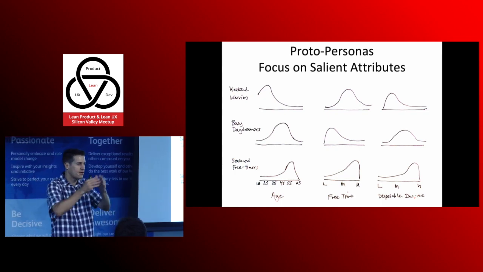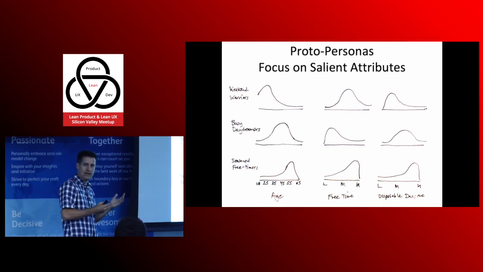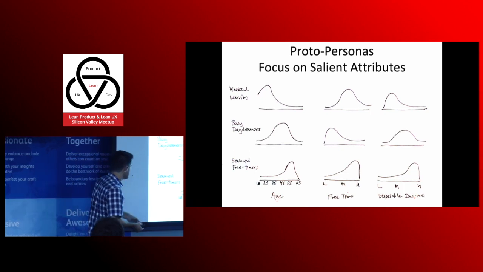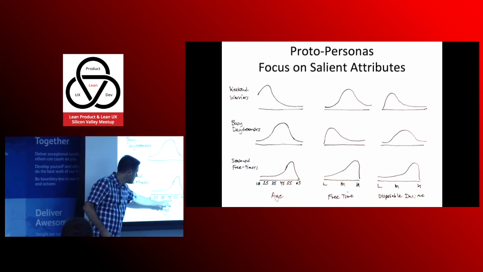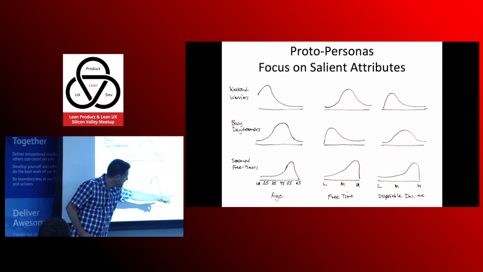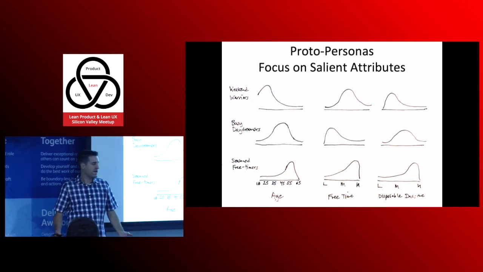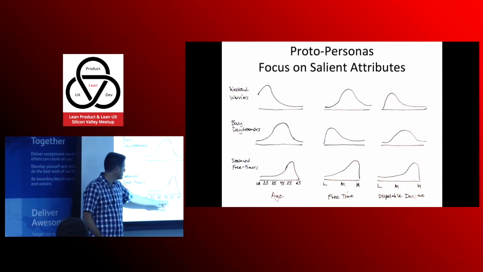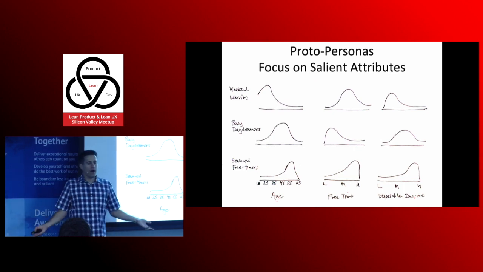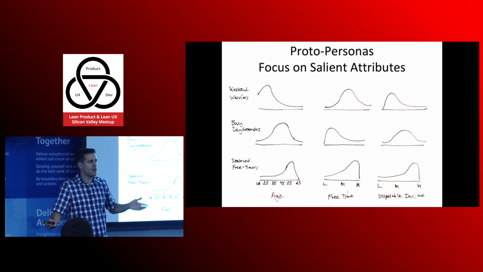There's a bunch of other crud and noise in the personas that we had. I said, I think what's most important is we're talking about age, how much free time they have, and what their disposable income is. For age, obviously you can do 18 to 65. On the other ones, we just do low, medium, high. And you can see where each one has the bulge in the curve, right?